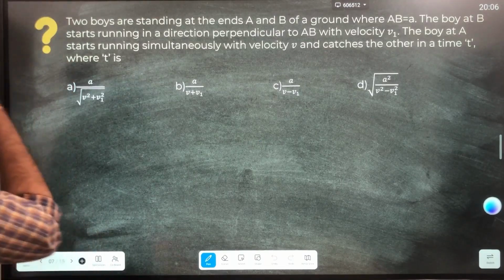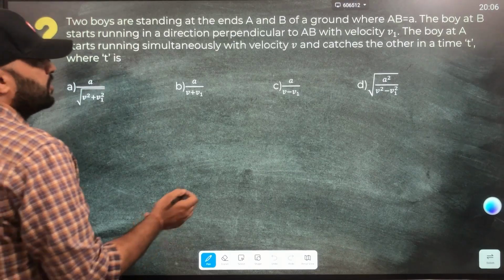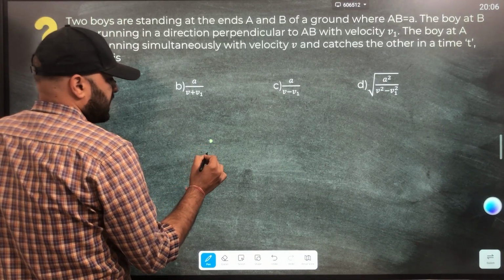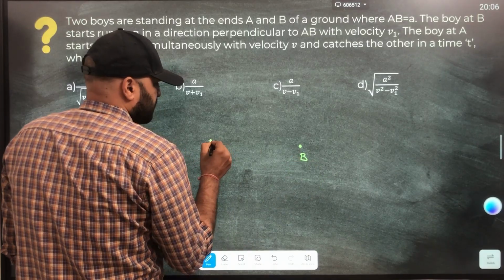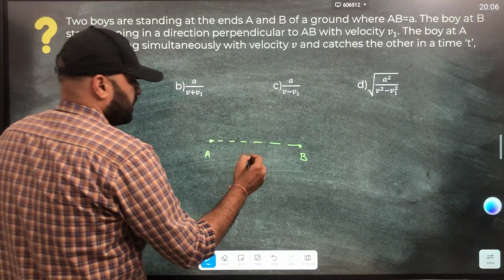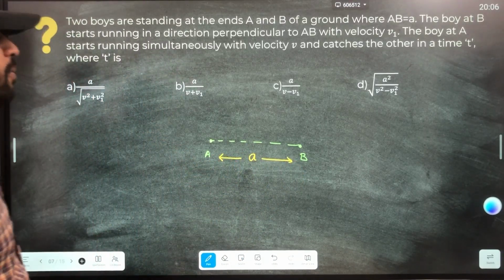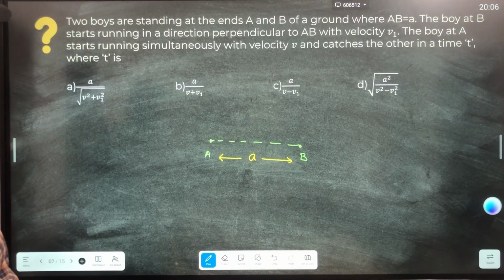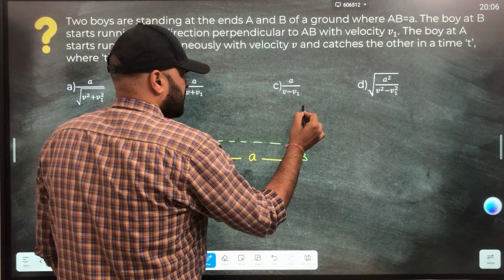Great. Again, another problem from relative velocity in 2 dimensions. Two boys are standing at the ends A and B of a ground. So let's say this is end A and this is end B. And the separation between both is given, where AB is A. The boy at B starts running in a direction perpendicular to AB. So let's say this person starts running in this particular direction.